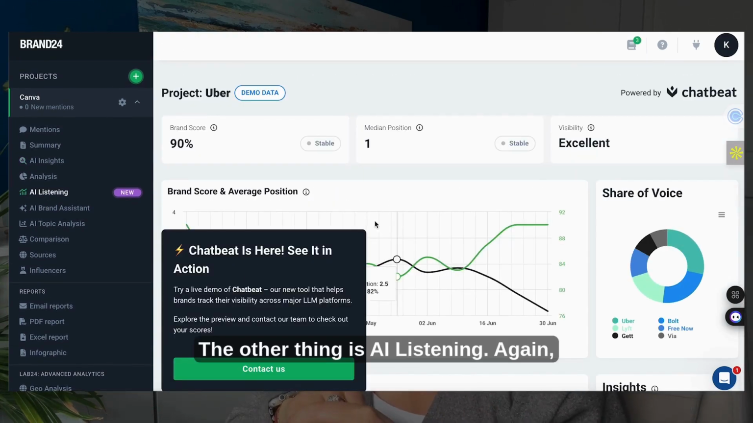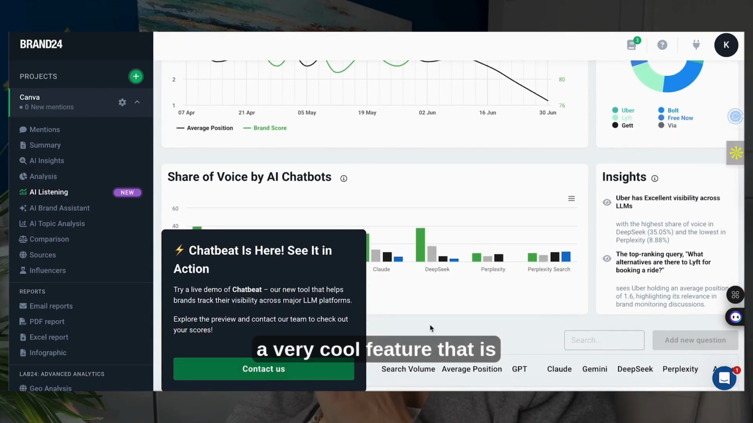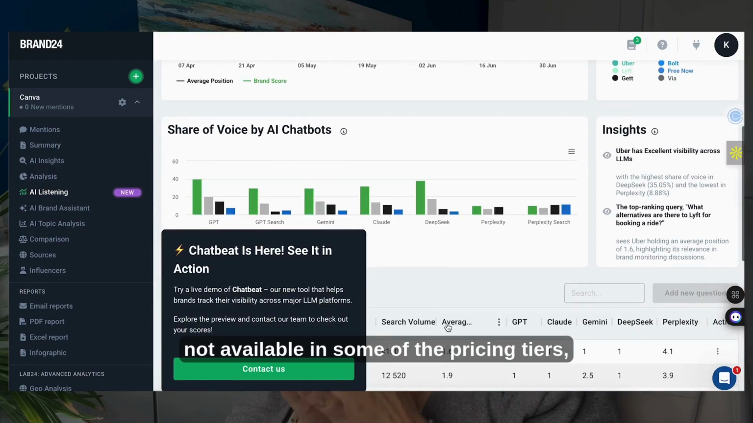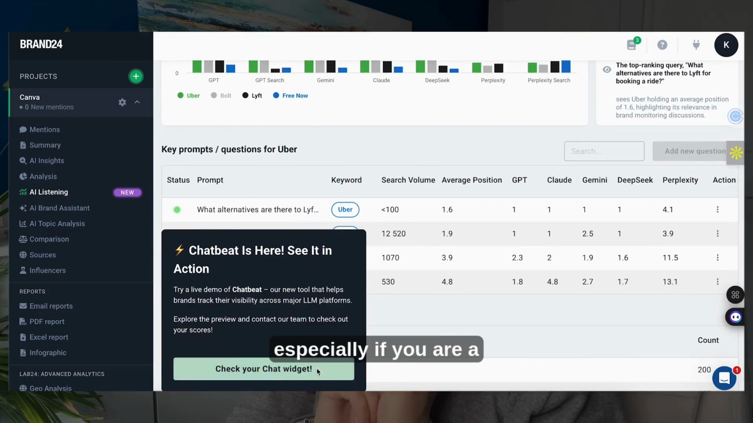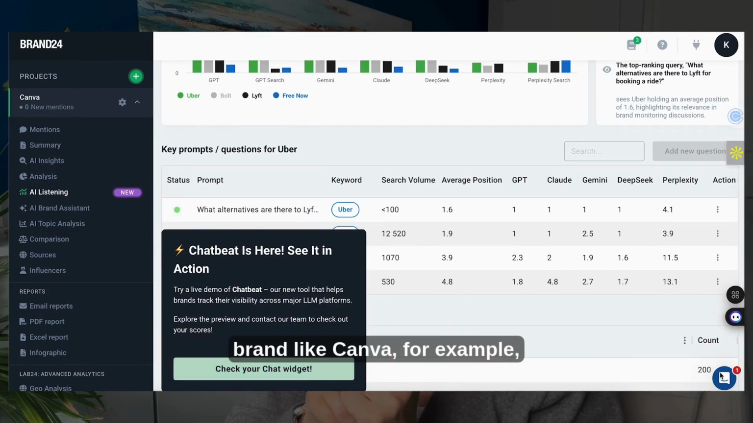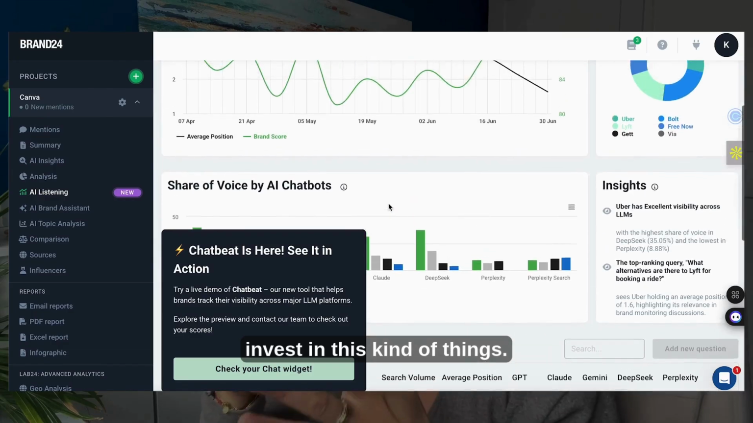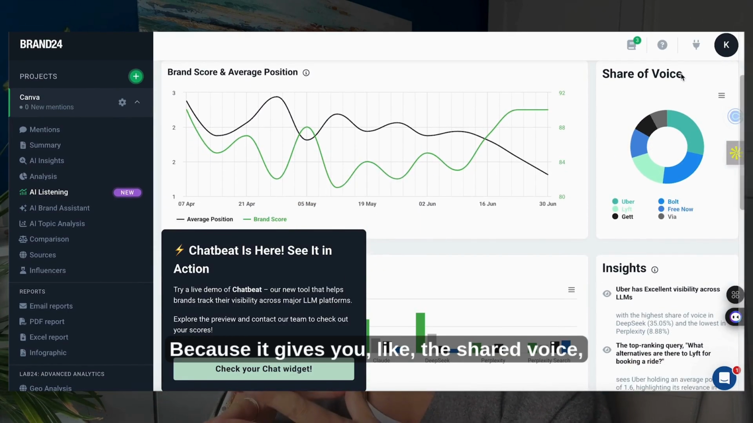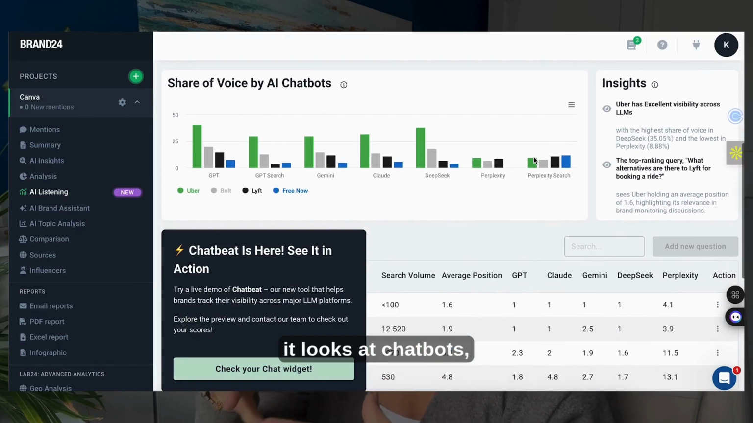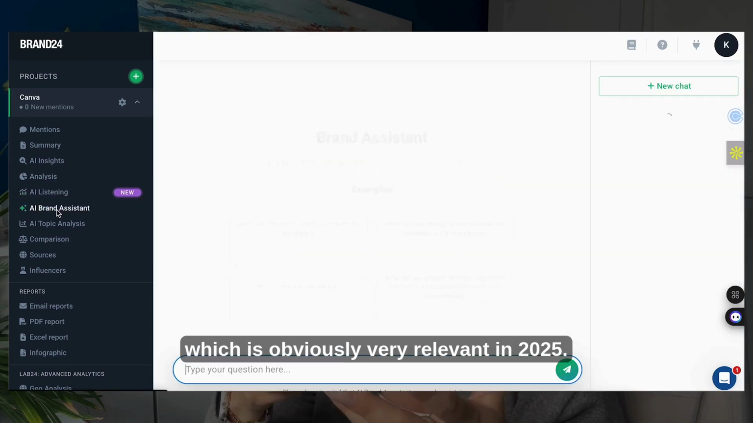The other thing is AI listening. Again, a very cool feature that is not available in some of the pricing tiers, so be careful with this one. However, especially if you are a brand like Canva, for example, you need to invest in this kind of thing, because it gives you the share of voice. It looks at chatbots, it looks at different prompts as well, which is obviously very relevant in 2025.